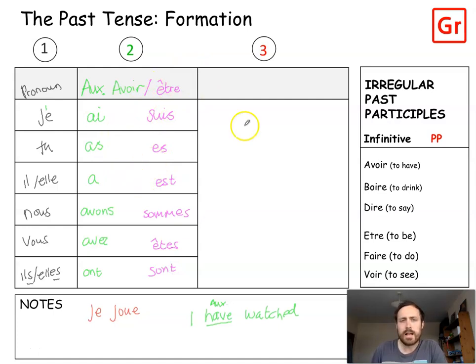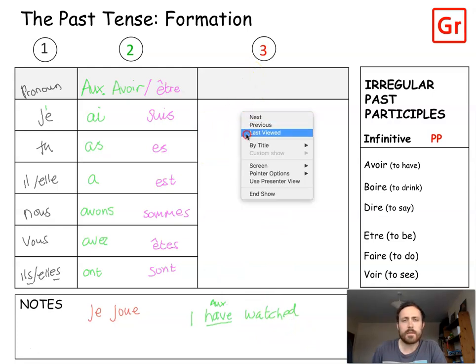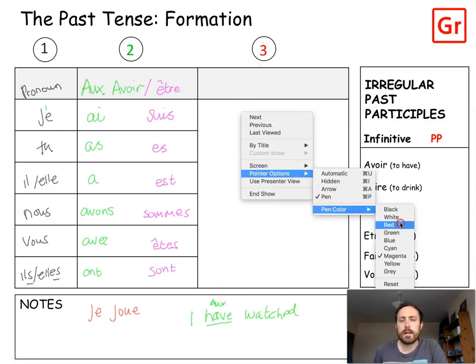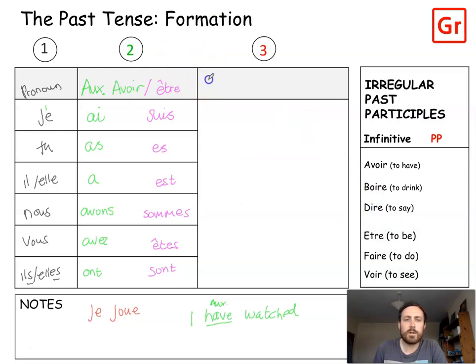Moving on to the third part, as we mentioned earlier, in English this would be our third part, the watched bit at the bottom. So I'm just going to use a different colour for this. I'm going to use red, and in red we're going to have what we call the past participle, or PP for short. So the past participle is this part here. So I have, what have you done? I have watched. Now in English, to form that, you would usually add an ed at the end. For example, I have watched, I have played.